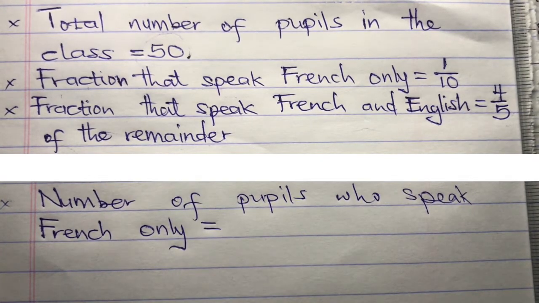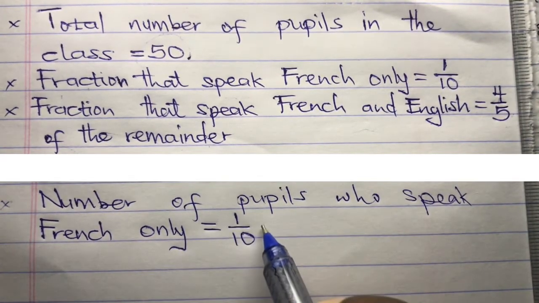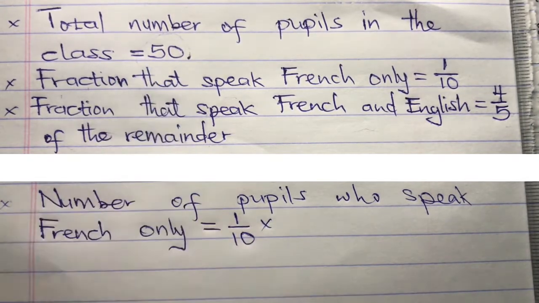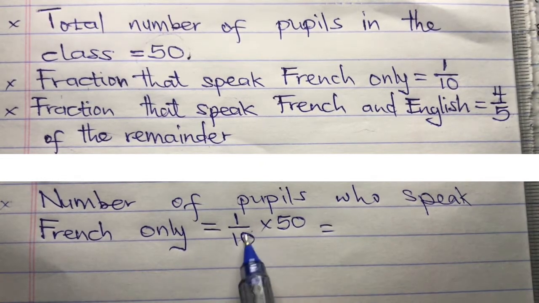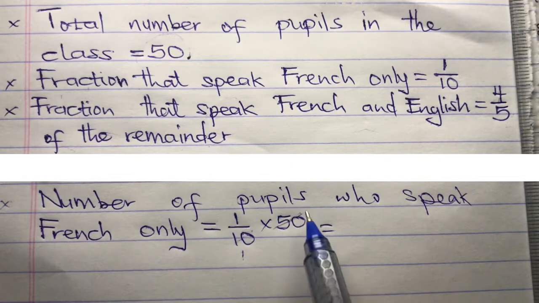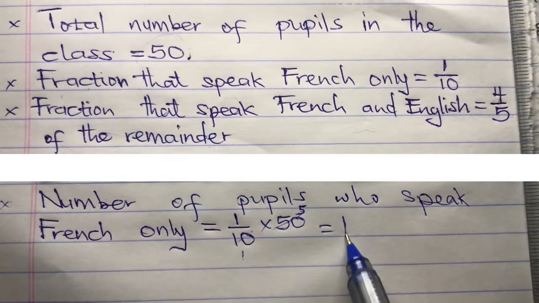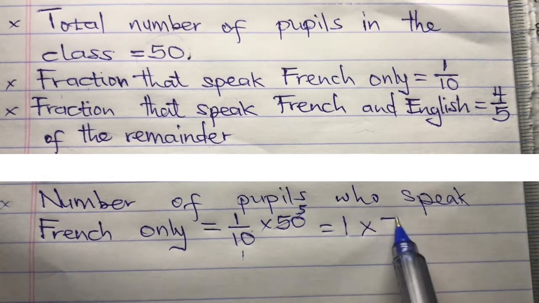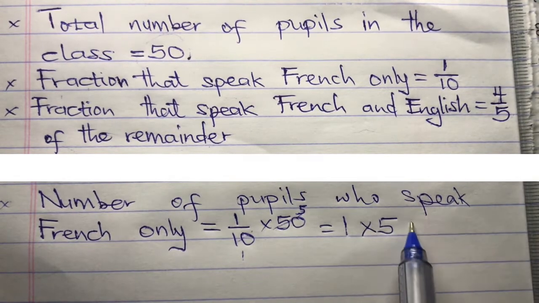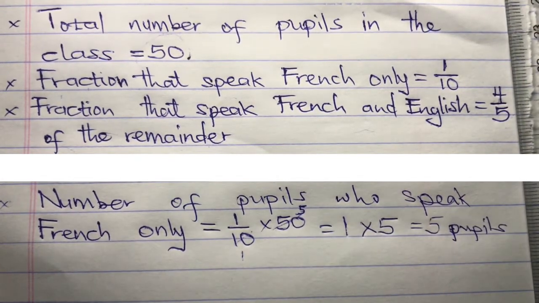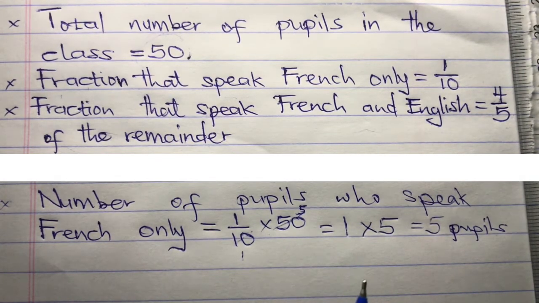So to find the number of pupils who speak French only, its fraction is 1 out of 10. So we find 1 out of 10 of, or multiplied by, the total number of pupils in the class, which is 50 pupils. So 10 will divide itself over here, 1, and then divide 50 5 times. So 1 out of 1 will give us 1, multiplied by 5. And this will give us 5 pupils.